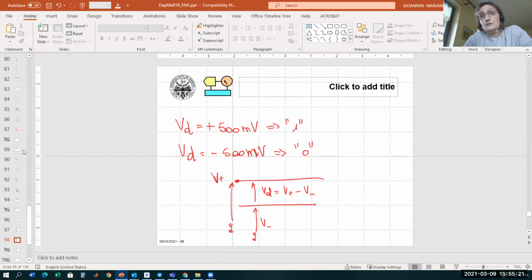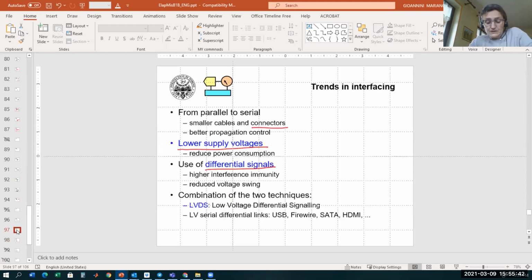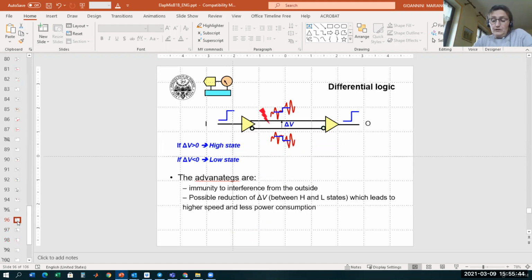If this difference is positive, it will be a 1. If this difference is negative, for example, it will be a 0. And in this case, it's simpler in terms of speed, because I have only to make a little variation of this differential voltage to recognize it. And this is what is called differential logic, or differential logic signaling. Okay?